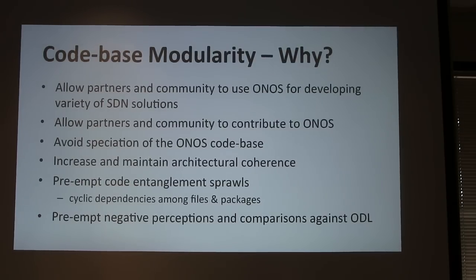And of course, we also want to do it to continue to maintain architectural coherence. We have a pretty sound architecture in terms of the philosophy of it and the structure of the system. We just need to make sure that we can codify this and preserve it in a code base. One of the attributes of a single code base is that it's prone to a rise in cyclic dependencies. And so we want to modularize the code base to control these sprawls and to confine them.